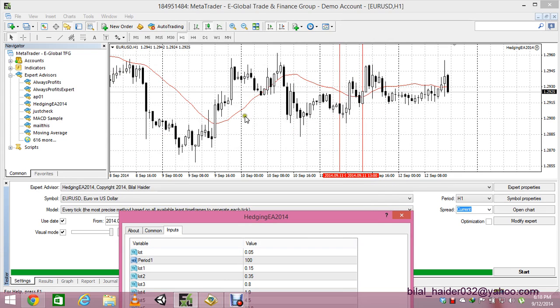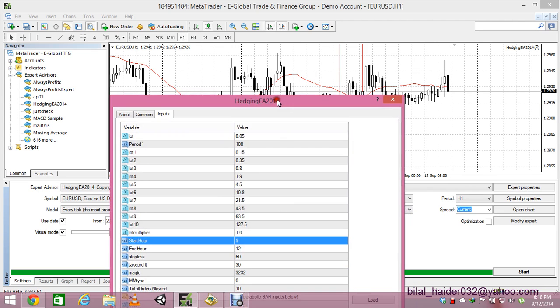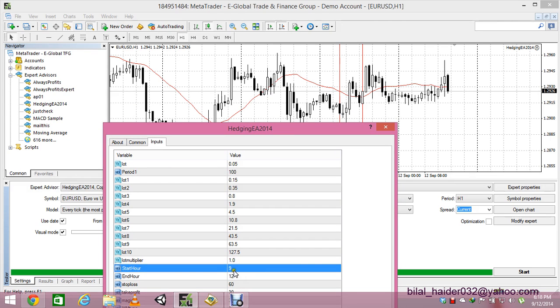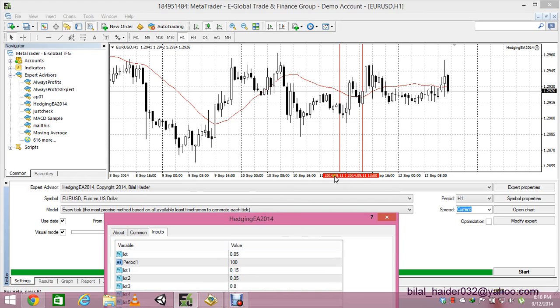As you can see here, this line and this line are separating, representing one complete day in between. You are on the H1 time frame, so each candle represents 1 hour. So there are 24 candles in between. I have written 9 and 12, so this expert advisor will look for opening a buy or sell trade between these hours. It will start looking when the clock turns to 9.